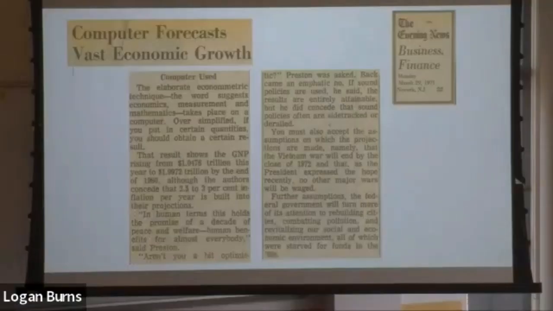So they're basically saying that GNP would double by 1980, and the only way you could say that was if you didn't account for inflation, because inflation just shot it up. And you have 2 to 3% inflation per year, so that was wrong. They were wrong. Yeah, exactly.